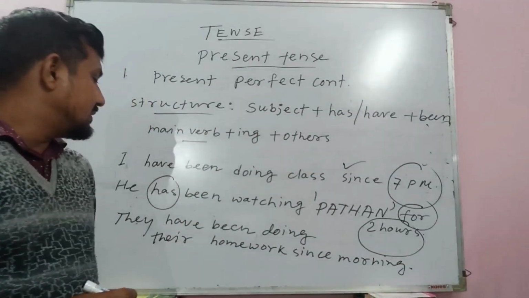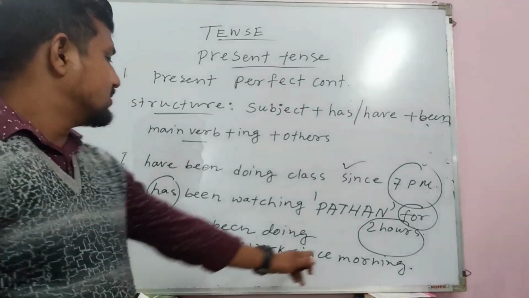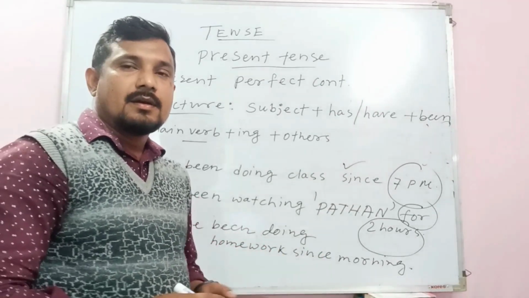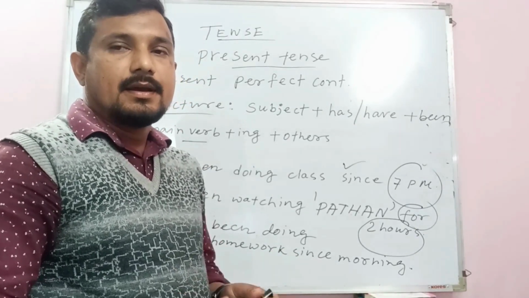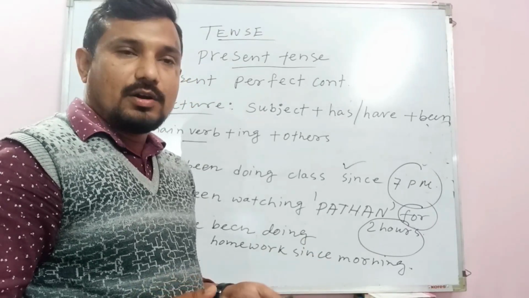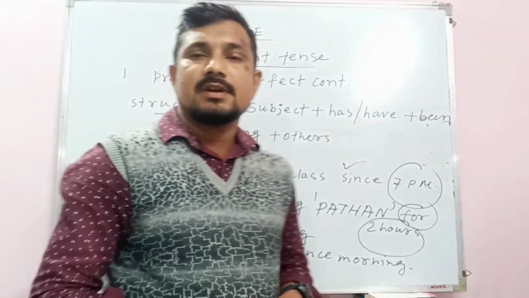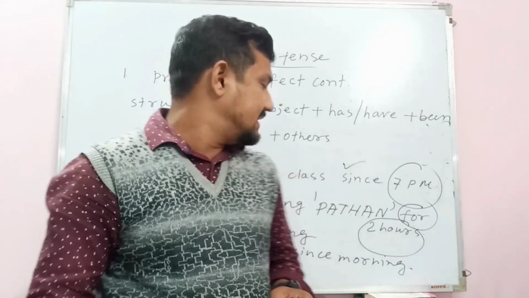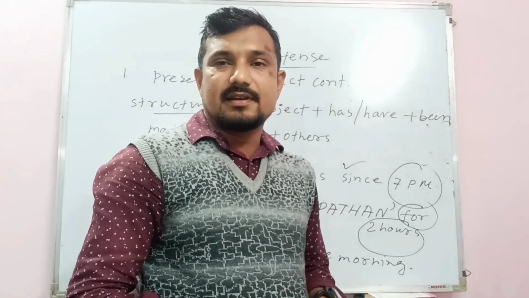Another example: They have been doing their homework since morning. It is also a point of time. In case of any particular time other than clock time, we can use morning, evening, afternoon. In such cases we use the point of time, at midnight or since morning, since evening, etc.